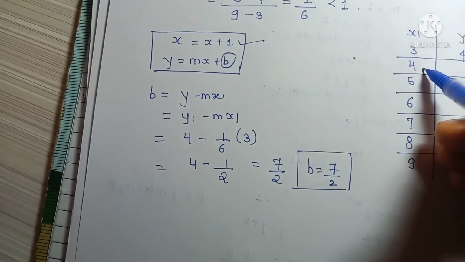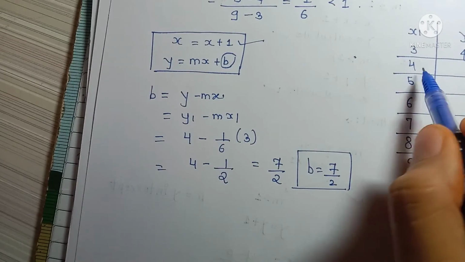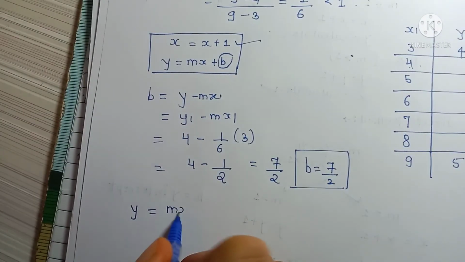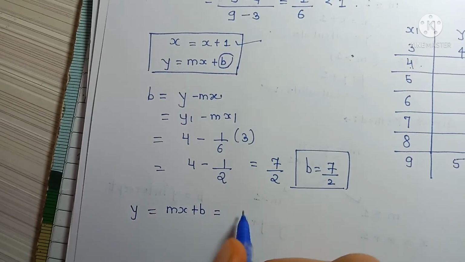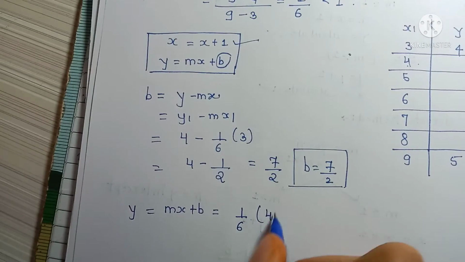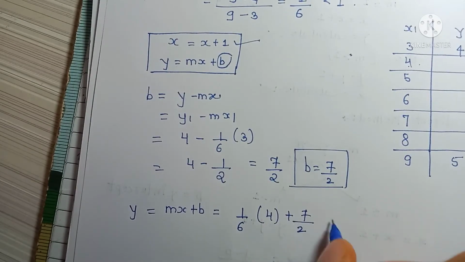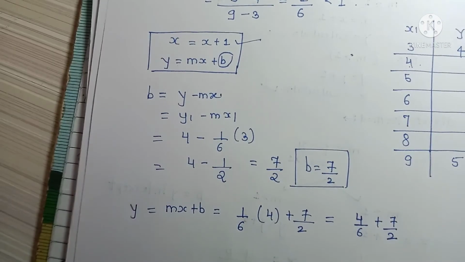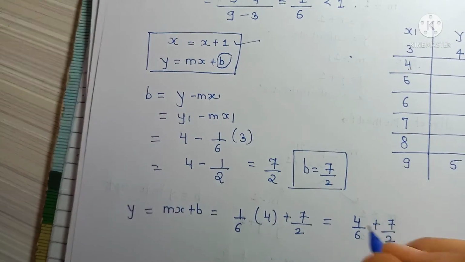Now for each value of x we will calculate the value of y. So first for 4, y is mx plus b. What is m? 1 upon 6. What is the value of x? 4, plus b, 7 upon 2. It is 4 upon 6 plus 7 upon 2.